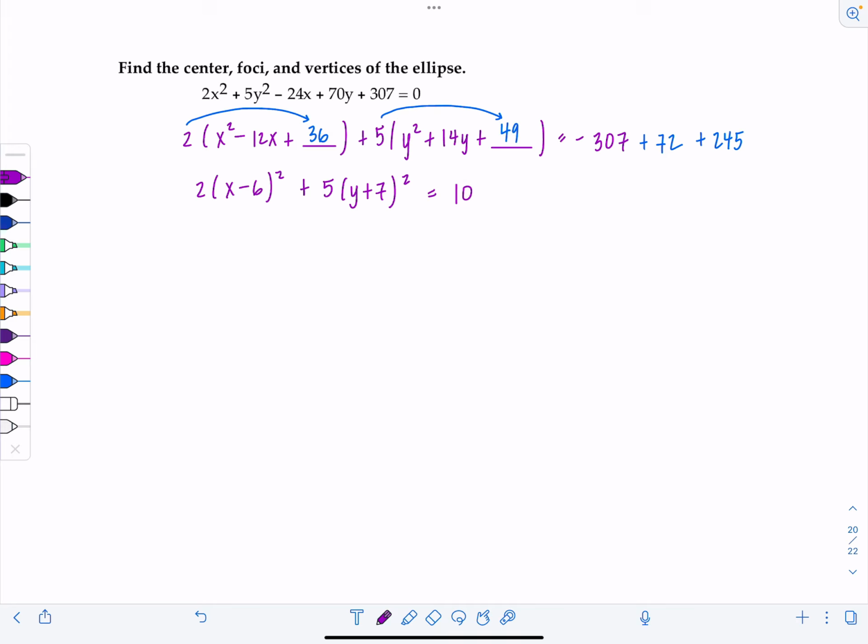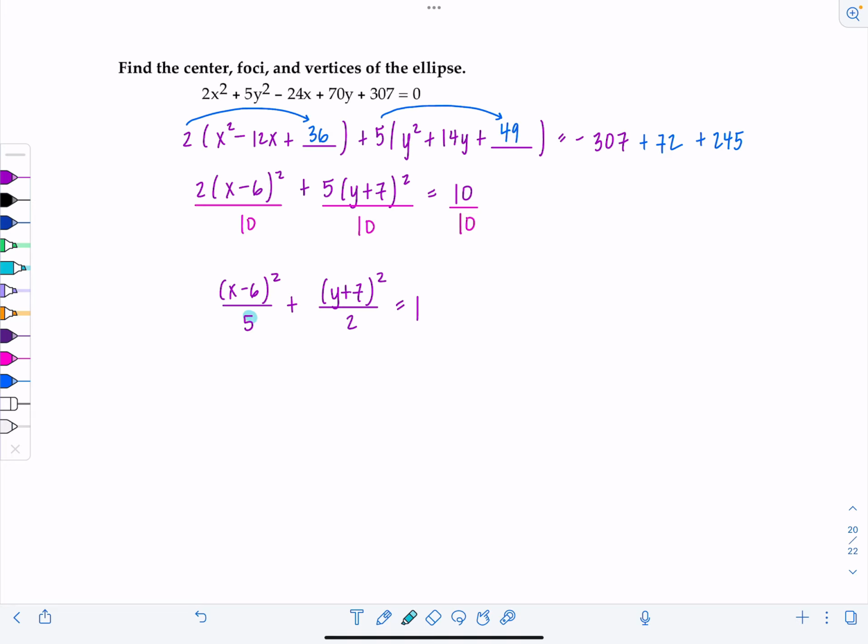Okay, and then for an ellipse, you always need a 1 on the right-hand side. So whatever constant you have, divide it by itself so that you do have a 1. And then we have (x minus 6) squared over 5 plus (y plus 7) squared over 2 equals 1.